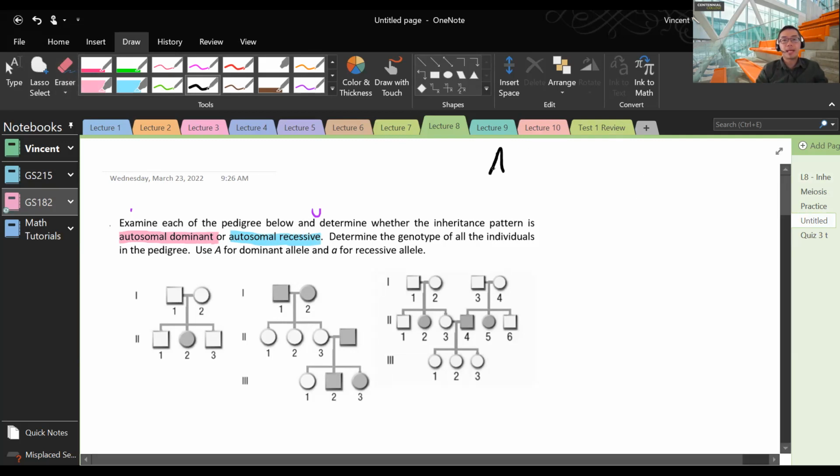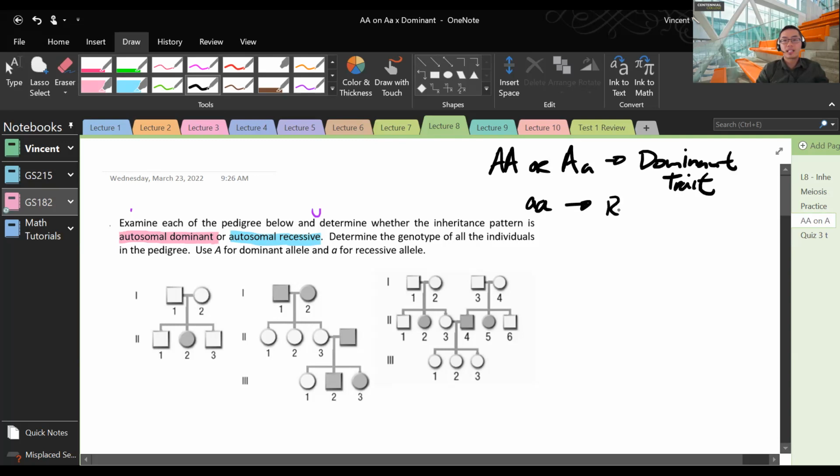So for example, big A, or big A, small a, that would be the dominant trait, whereas small a, that would be someone with the recessive trait.